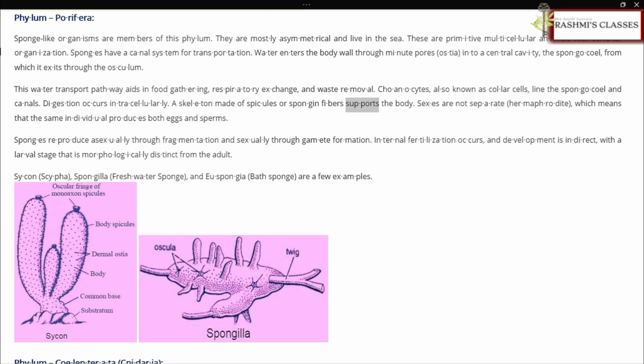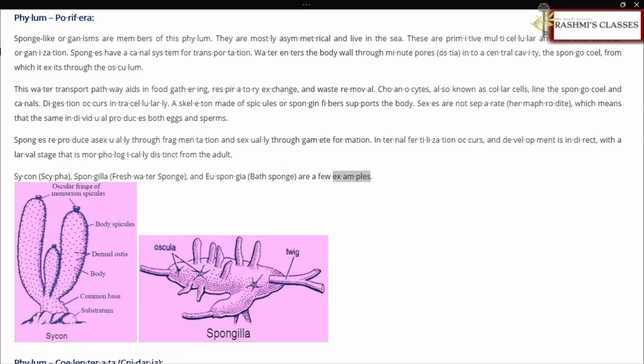Sexes are not separate; sponges are hermaphrodite, which means that the same individual produces both eggs and sperms. Sponges reproduce asexually through fragmentation and sexually through gamete formation. Internal fertilization occurs, and development is indirect, with a larval stage that is morphologically distinct from the adult. Sycon, Scypha, Spongilla, freshwater sponge, and Euspongia, bath sponge, are a few examples.